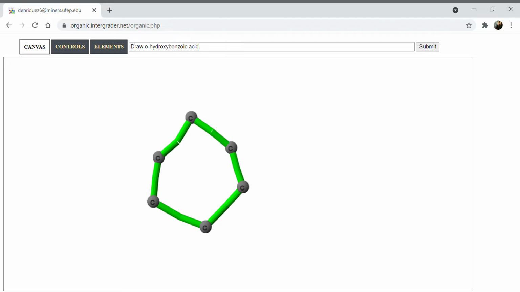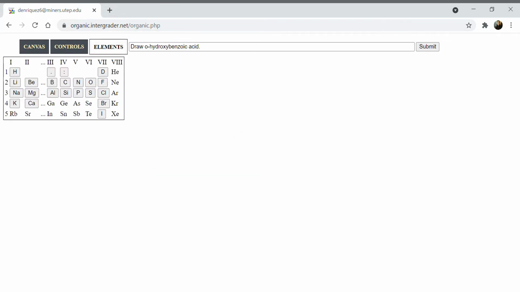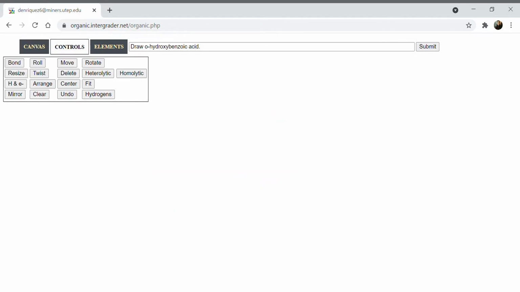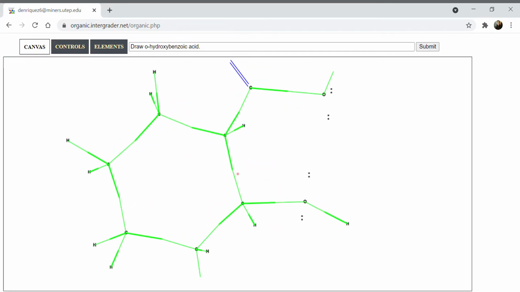So hydroxy benzoic, so I'm going to draw my benzene ring for that benzoic acid. And I know there's going to be a carbon attached here that has the OH groups. So O double bonded, and then my OH. And then there's an O, so that means it's only going to be 1 bond away, my other oxygen, or my hydroxy group. Add my hydrogens and hit arrange.